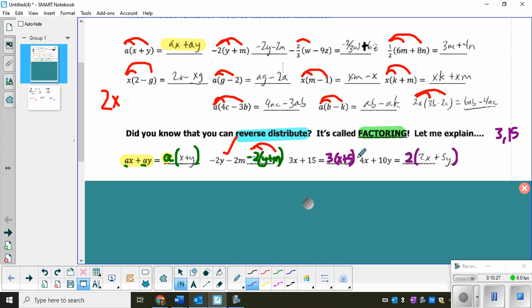2 times what would give us 4x? Okay, so that would have to be a 2x. And then that would be the 4x to check. And then 2 times what gives me this 10y? So that's where we put in the plus 5y.